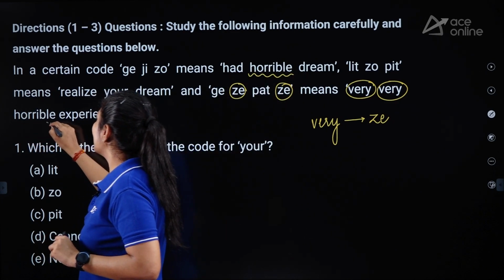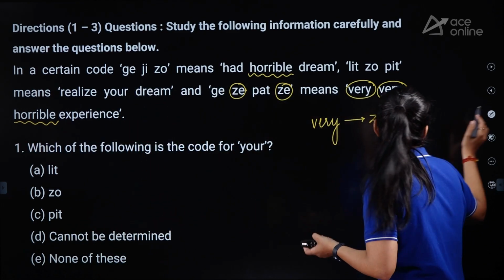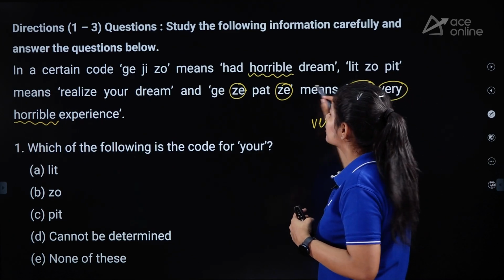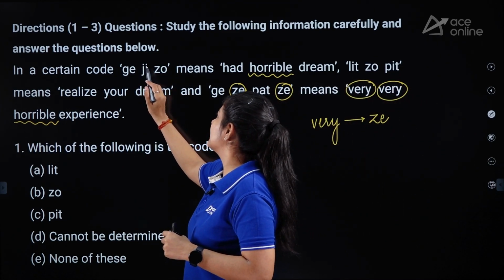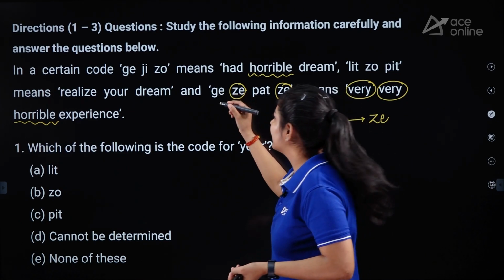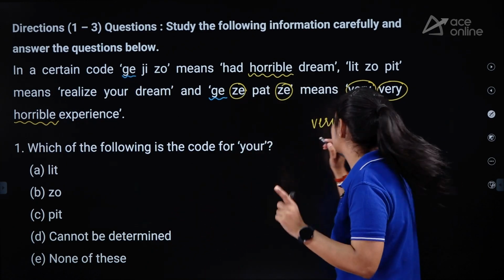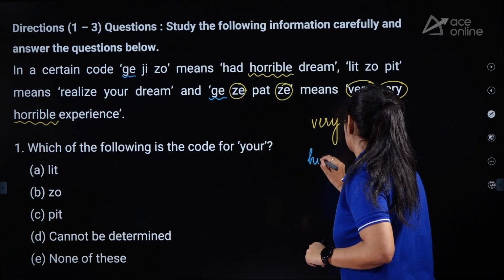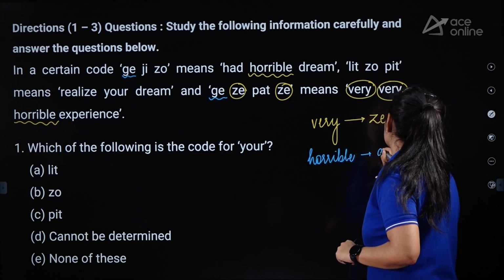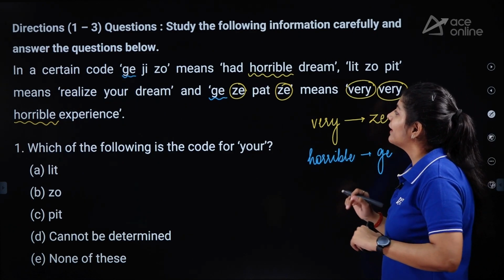So basically, I'm having this word in both of these lines, and what I have to do is identify the common code for that. In this one, we are having zoo. So here we are having Z and pat. So we can easily say that the code for horrible is nothing but GE. Is it clear? Okay. Now the next one.